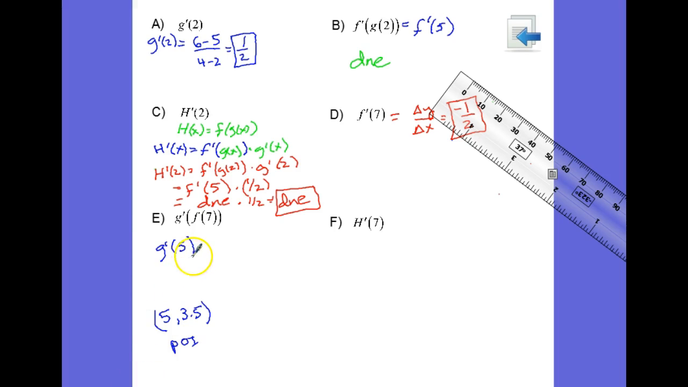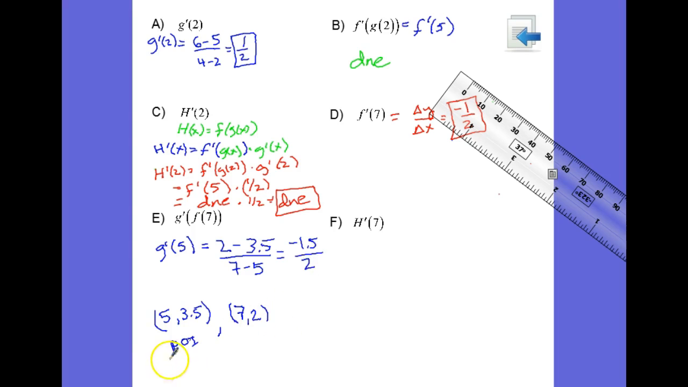So this is going to be g prime of x is equal to, and let's go ahead and make a note of that second point. That was (7, 2). And again, I'm really just going to be applying my slope formula here. So this is going to be y2 minus y1 over x2 minus x1. And this will be negative 1.5 on top with 2 on the bottom.